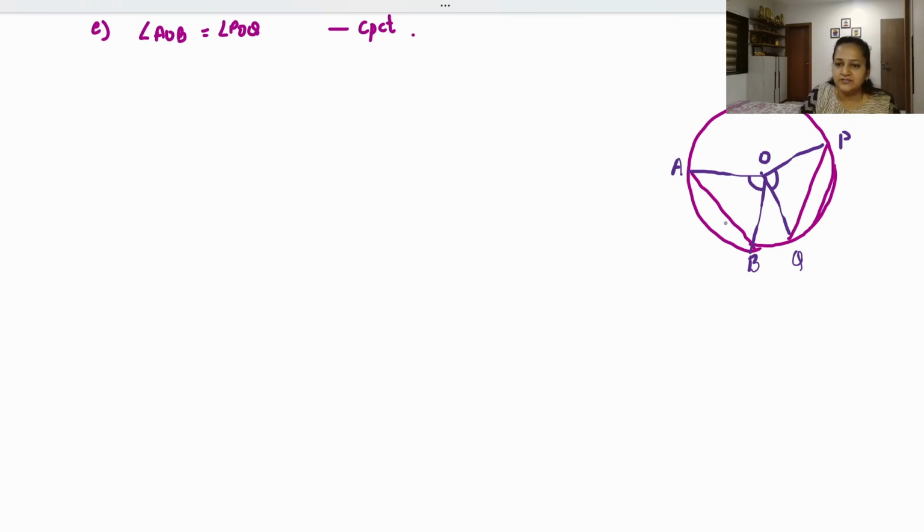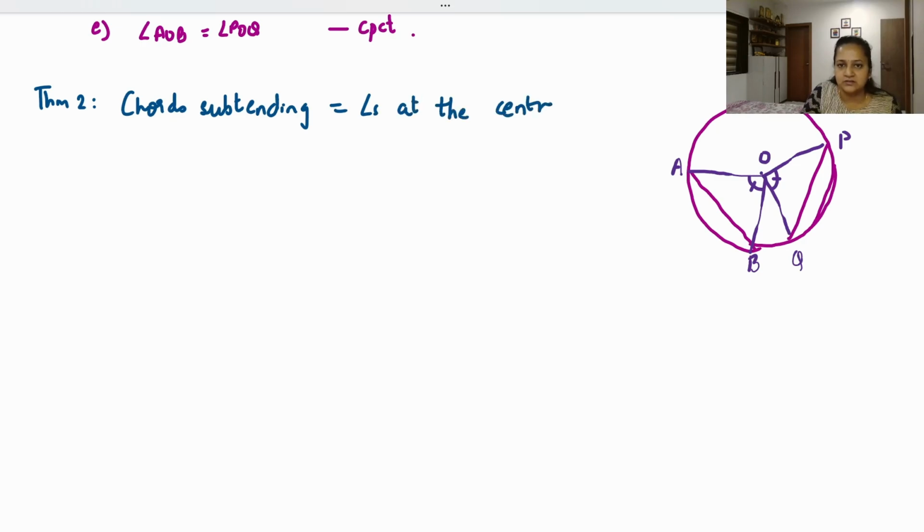And we have to prove that if the chords subtend equal angles, then the chords are equal. Again, the same thing. So, theorem 2 would be the converse of the first. Chords subtending equal angles at the center of the circle are equal.